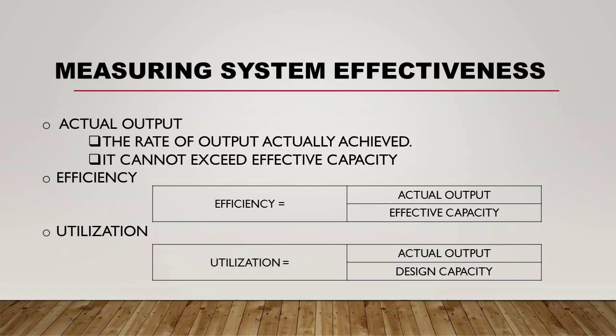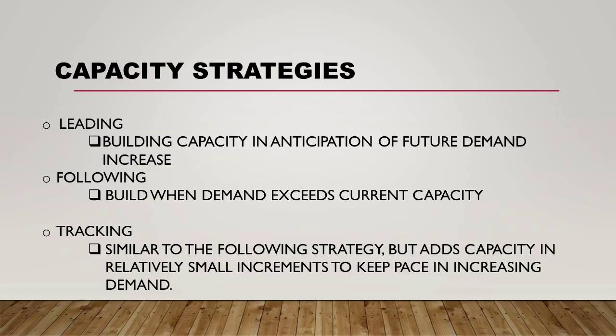So there are two ways to measure the effectiveness of a system. First is efficiency. Efficiency is equal to actual output divided by the effective capacity. While utilization is equal to actual output divided by the design capacity. So let's proceed to the capacity strategies.